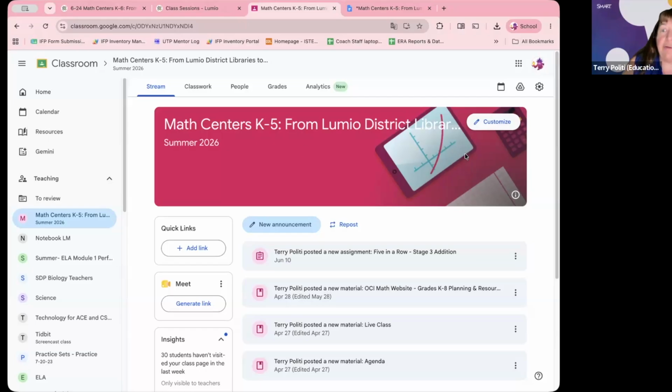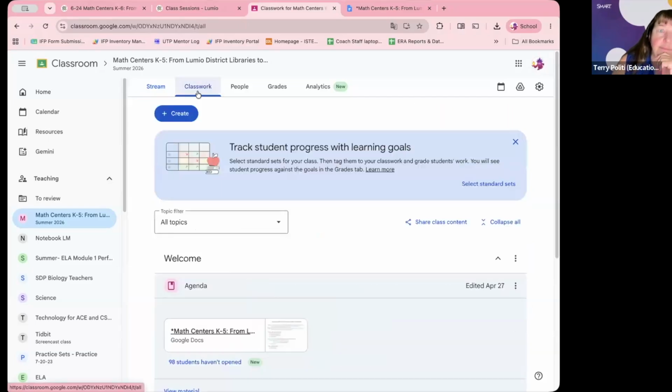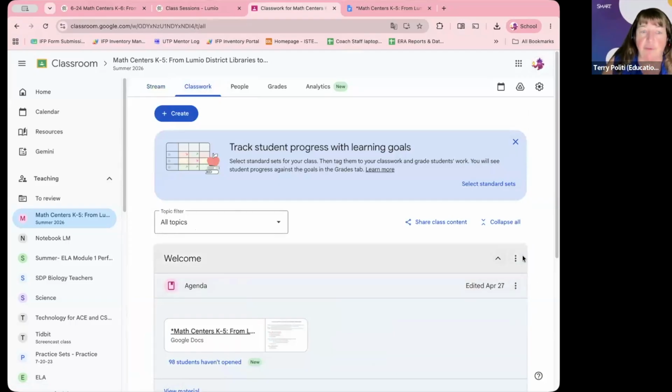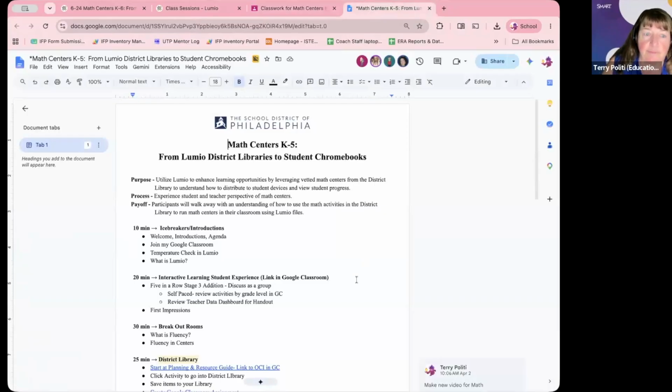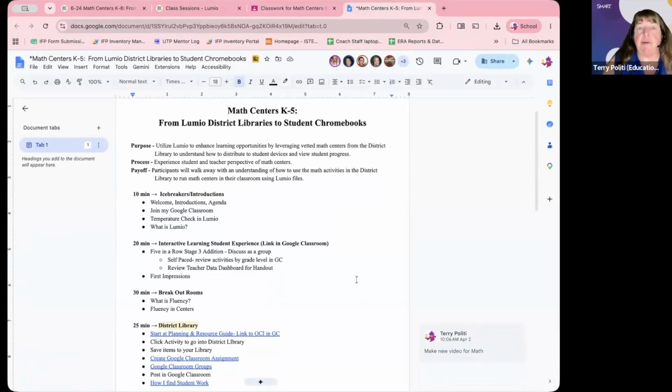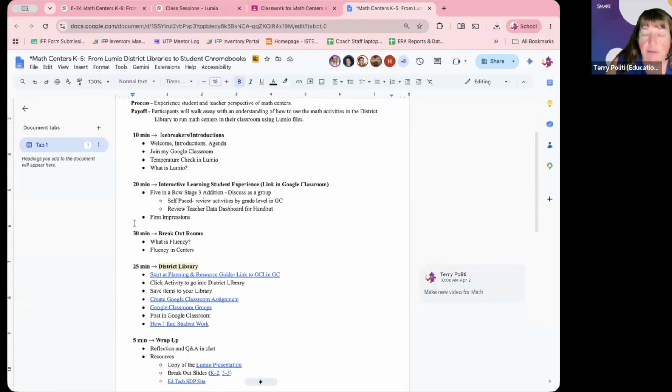All right, when you have joined my Google Classroom, you're going to go to the classwork tab. And inside the classwork tab is all the things we're going to do today. So the very first one under the welcome is the agenda. So I'm going to ask you to click on the agenda. The agenda is just a list of everything we're going to do today, including some links that we'll definitely come back to at the end, but we'll show you the how-to.